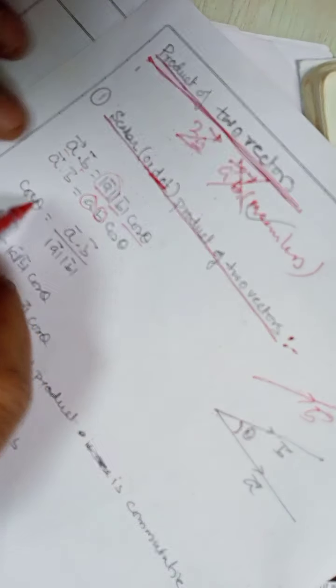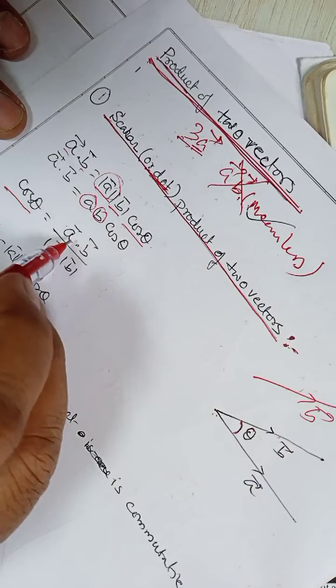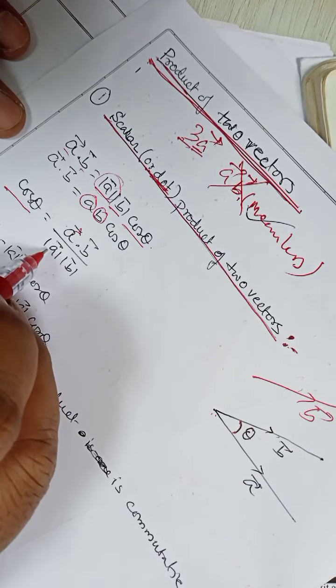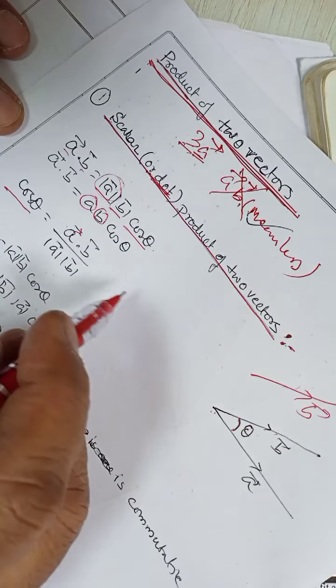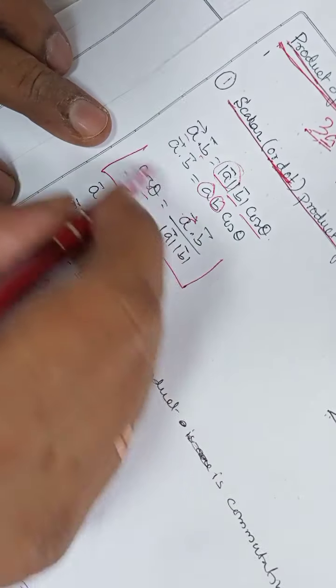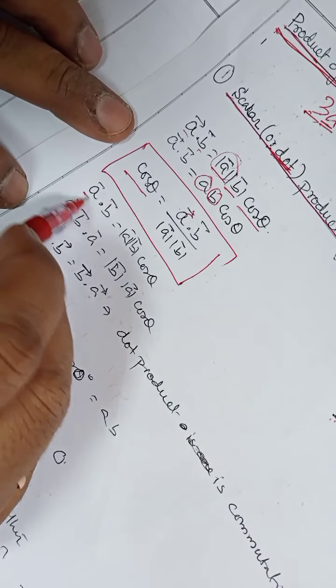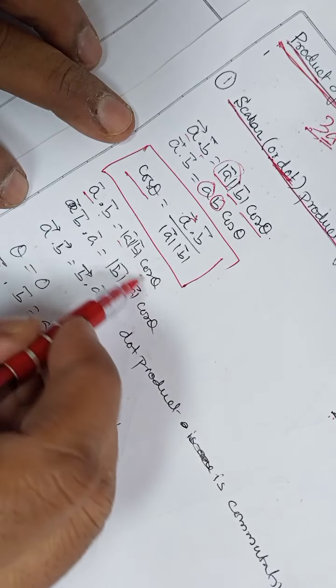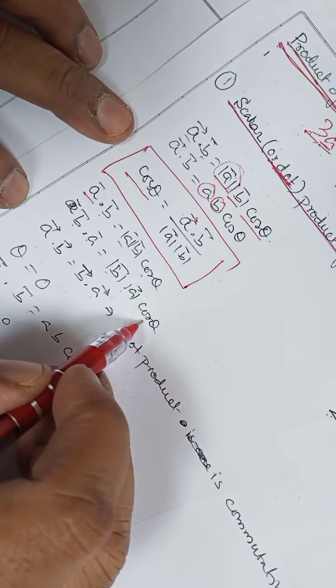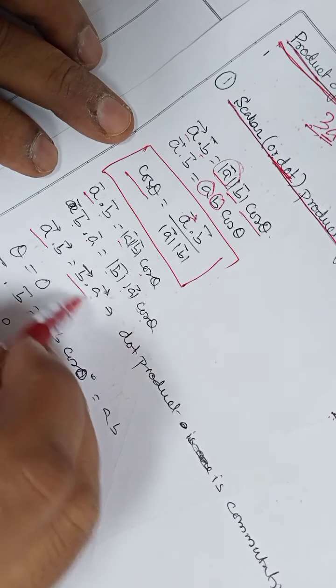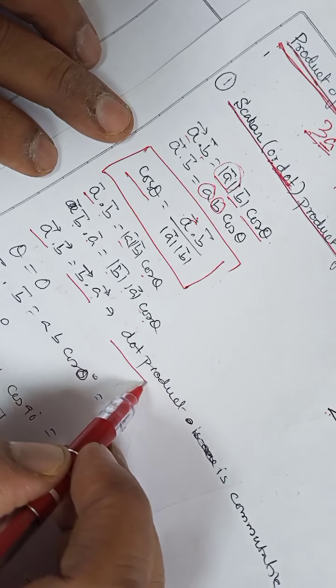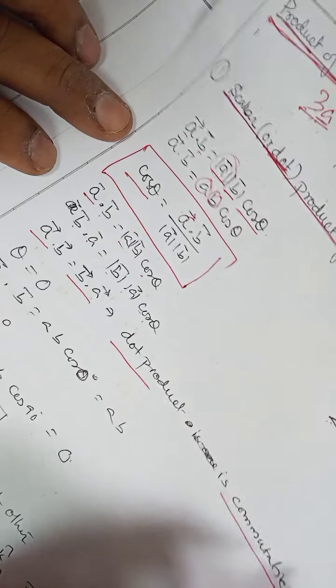Modulus of a is length of a, length of b cos theta. So by that we can find the angle between the vectors. Cos theta will be a dot b by mod of a vector, mod of b vector. This is the formula for finding the angle between two vectors. Now again, a dot b is ab cos theta, and b dot a is also ba cos theta. They are product forms, so ab and ba are the same, so we can say that the dot product is commutative.